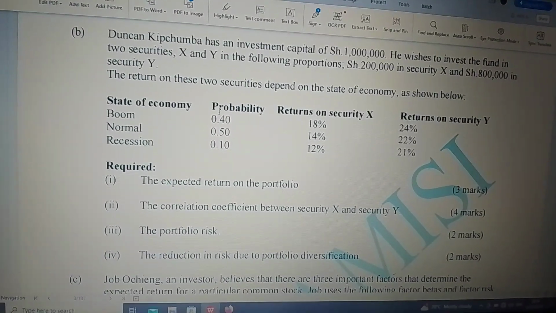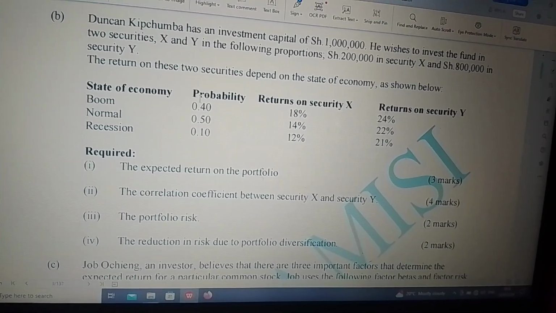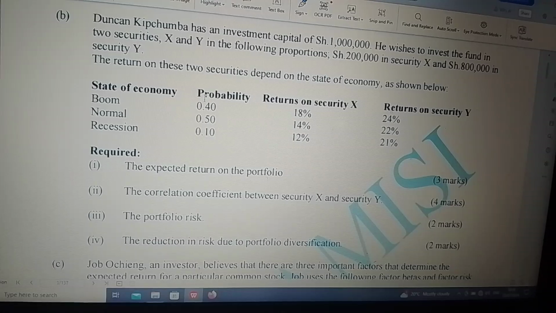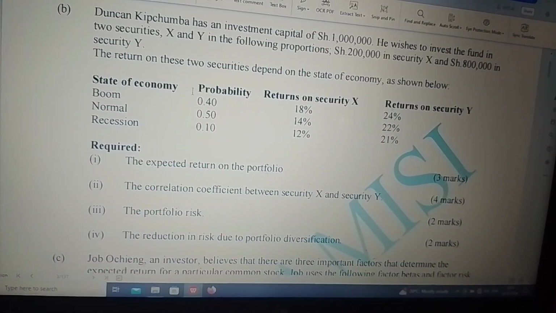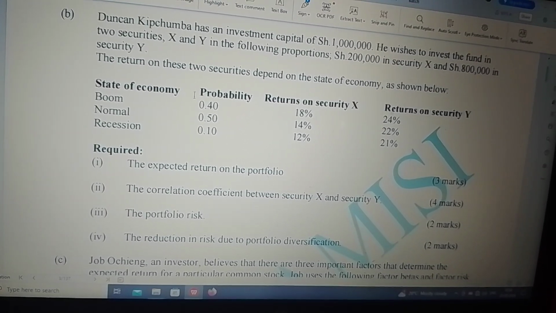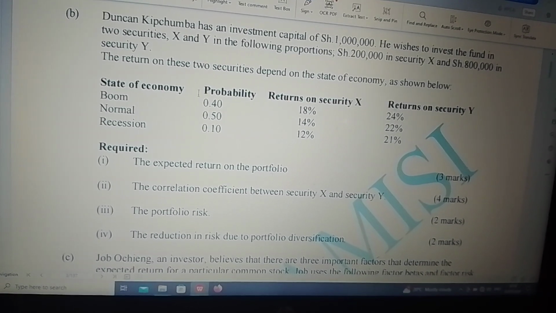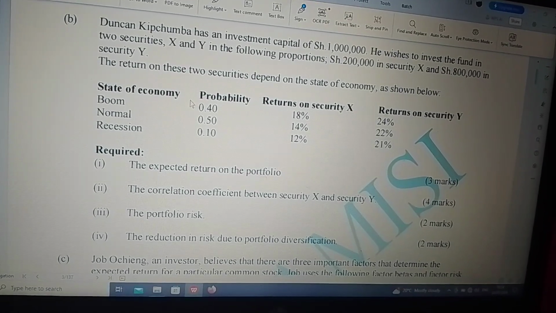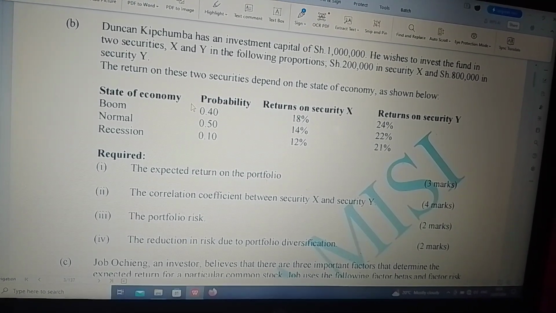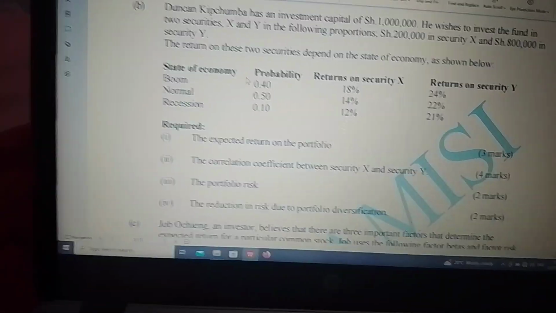Then you have been told required: A, the expected return on the portfolio, 3 marks. B, the correlation coefficient between security X and security Y, 4 marks. And C, portfolio risk, 2 marks. And D, you calculate the reduction in risk due to portfolio diversification, 2 marks. So that's a total of around 11 marks. So to start with, you have been told to calculate the expected return on the portfolio.